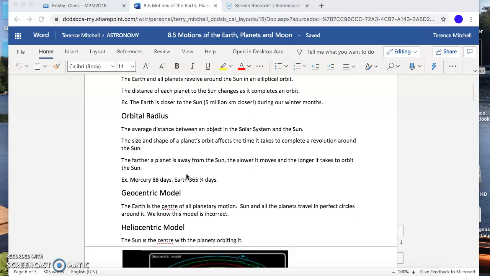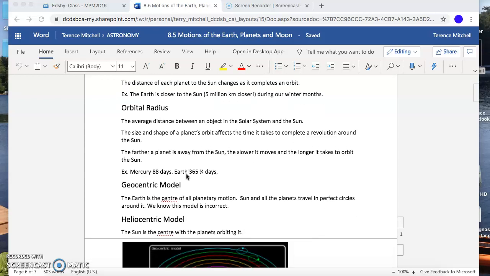What determines how long it takes for a planet to go around the sun? Two things. One, obviously the planets that are further away have a much longer distance to travel, so it's going to take longer. But also, the further you are away from the sun, the slower you are going through space. So Mercury, 88 days, short path, moving very fast. Neptune takes a long time, longer path, and it's moving slower.